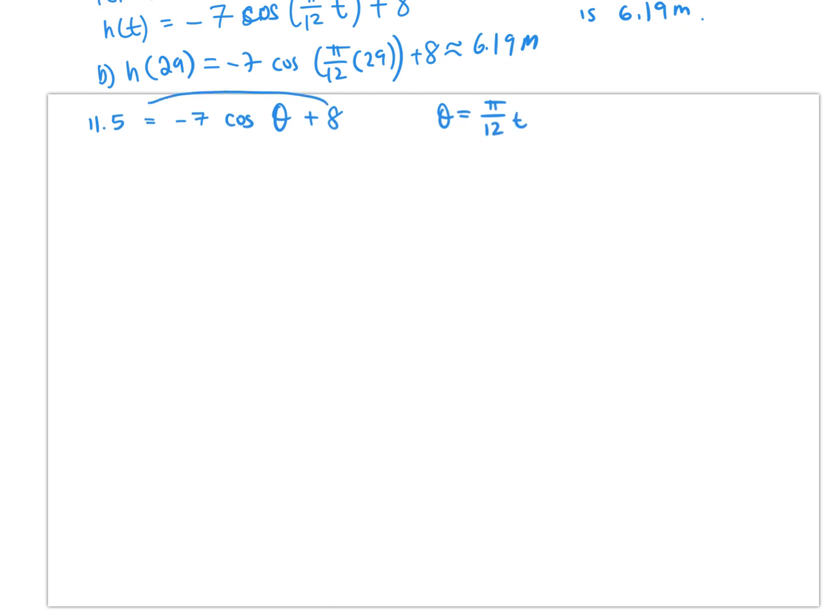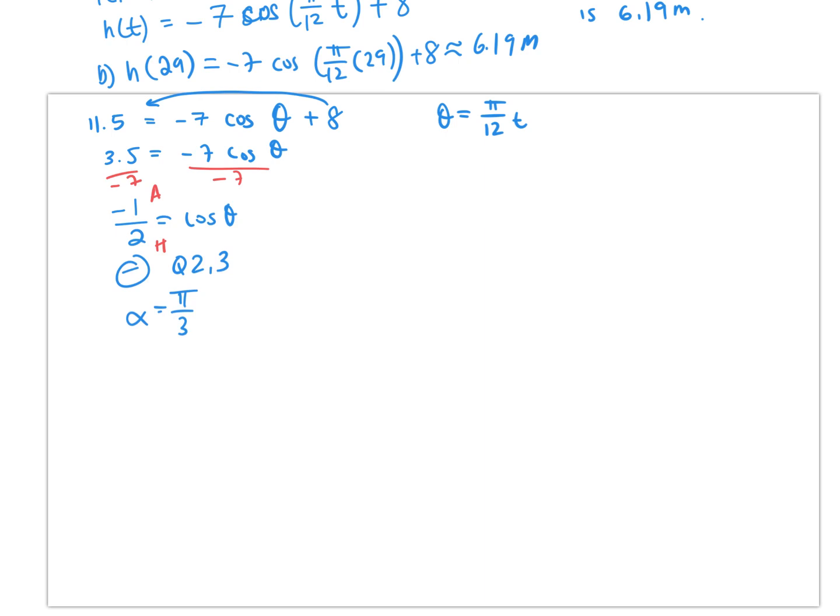So bring that 8 over. When I bring it over, I'm left with 3.5 equals -7 cos theta. Divide by -7, and that actually brings in a ratio that should remind us of a special triangle, that -1/2. Cos is negative in quadrants 2 and 3, and to get an adjacent of 1 and a hypotenuse of 2, just thinking of your special triangles, it's going to be pi over 3.